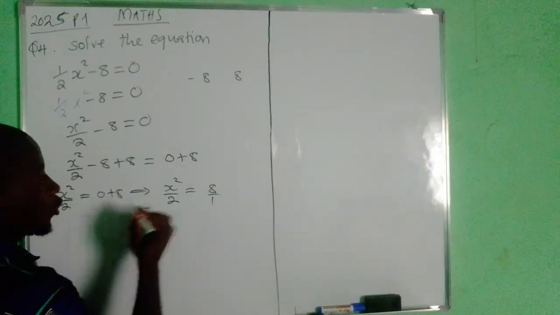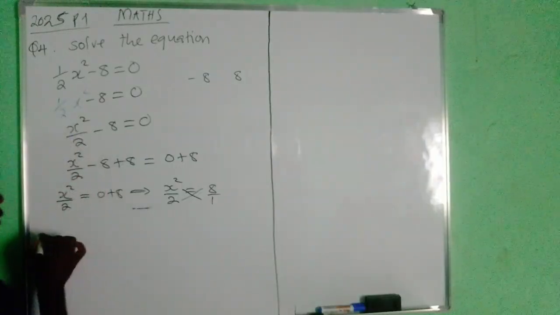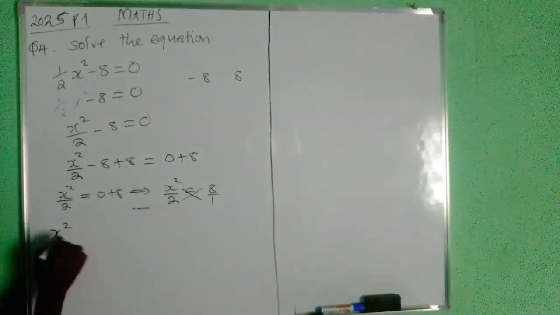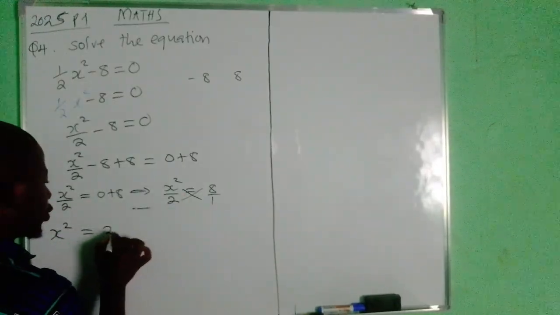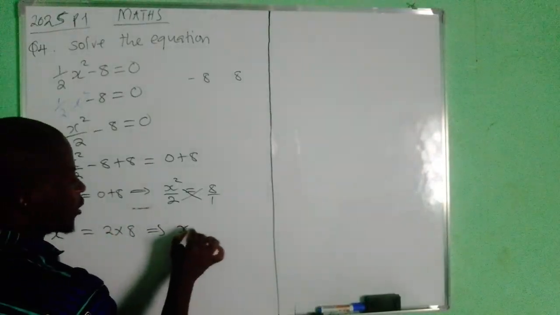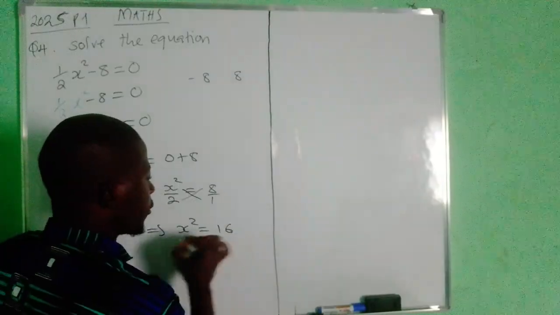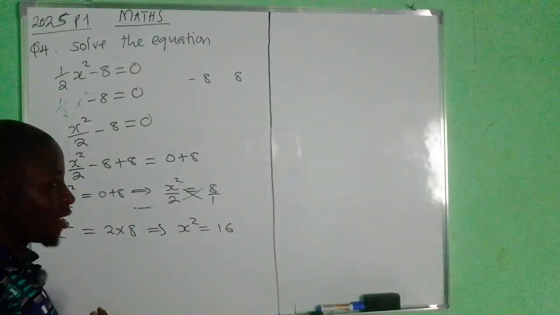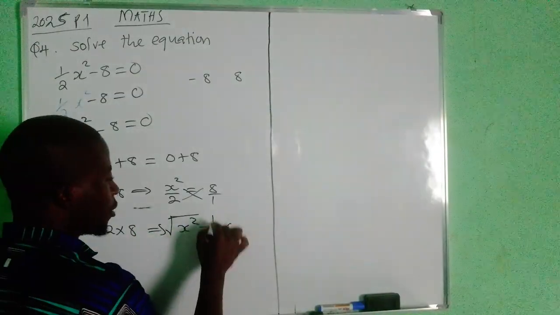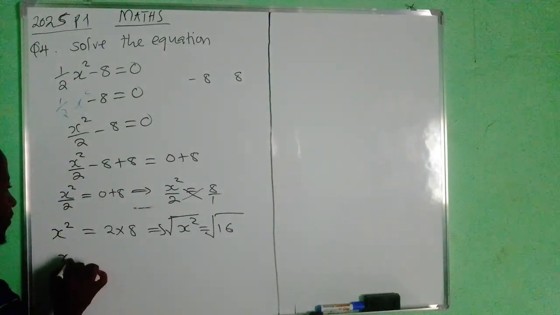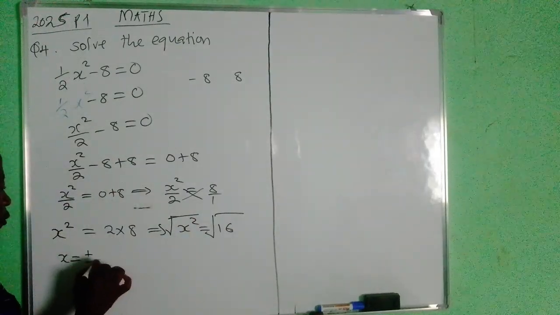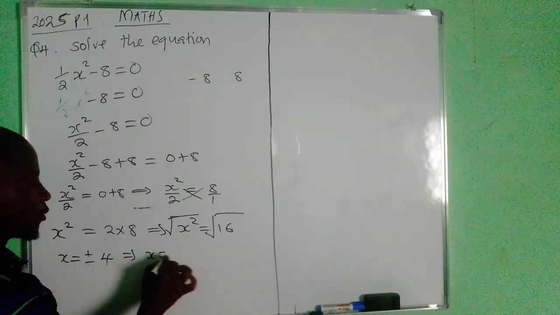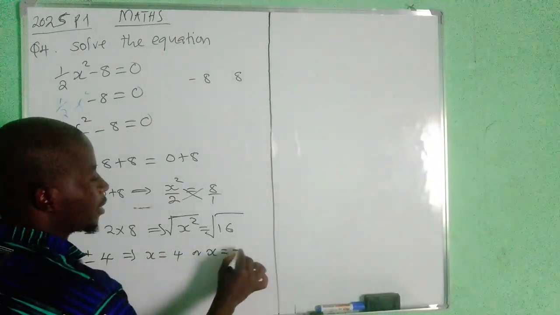From there we go to cross multiply. So we are going to have x squared times 1, which gives us x squared, equals 2 times 8. We have x squared is equivalent to 16. How do we get rid of the squared on x? We introduce the square root. We have x is equal to positive or negative square root of 16, which is 4. From there we say x is equal to 4 or x is equal to negative 4.